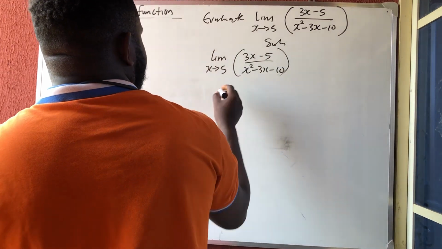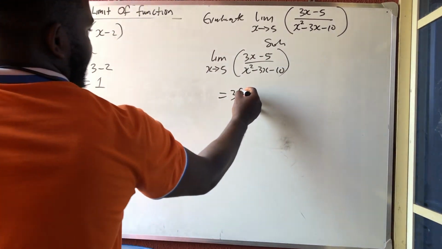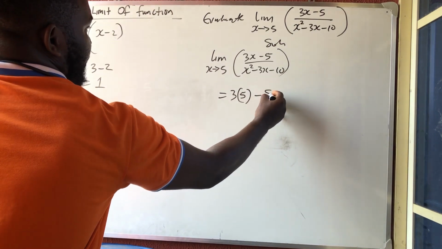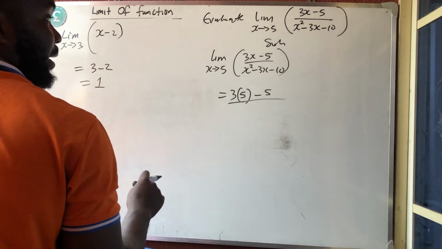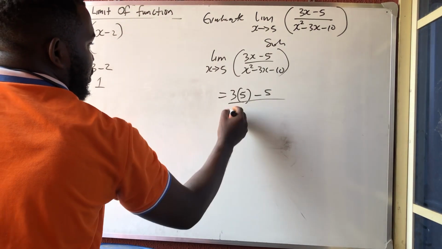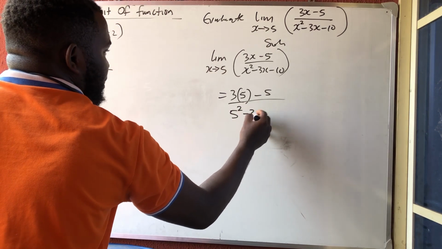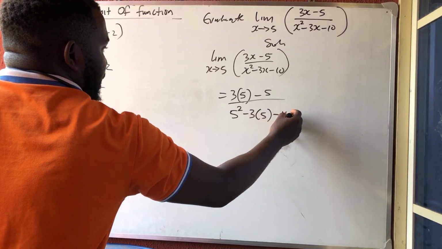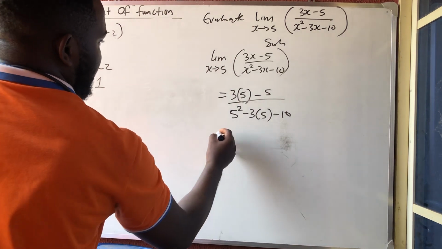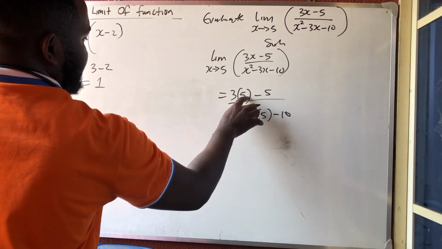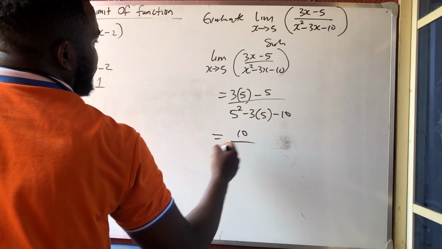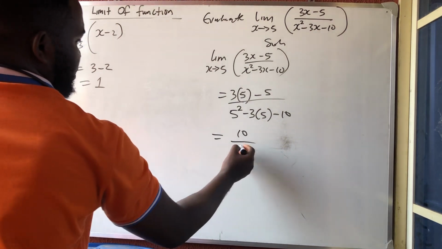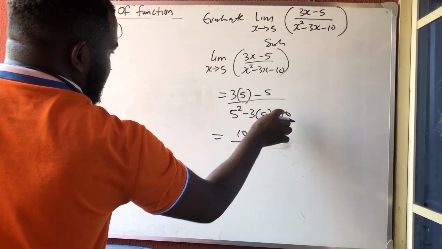Okay, so let us substitute. This is equal to 3 bracket 5 minus 5 all over, anywhere I see x, I'm putting this 5, all over 5 squared minus 3 bracket 5 minus 10. So what do we have now? The numerator is giving me 3 times 5, 15, minus 5, I'm having 10, all over. The denominator is giving me 0. 25 minus 25 is 0.